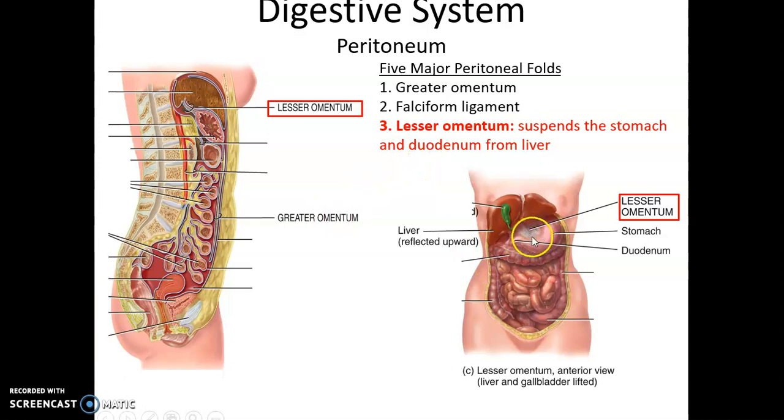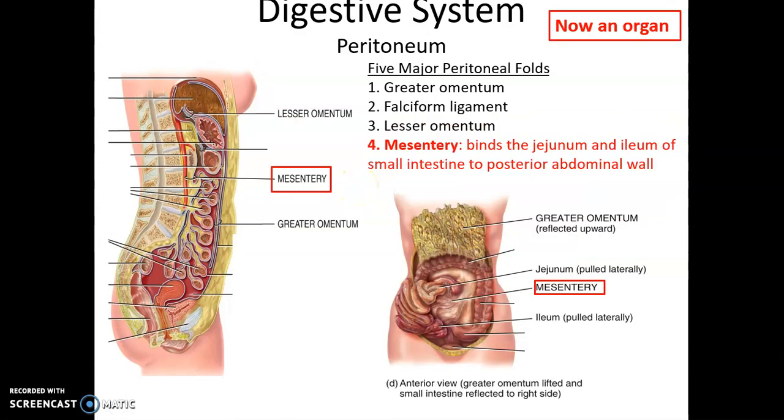The lesser omentum suspends the stomach and duodenum from the liver. So the lesser omentum is connecting the stomach and duodenum to the liver. The mesentery. Mesentery is a larger structure that helps to bind and connect the jejunum and the ileum of the small intestine to each other and to the posterior abdominal wall. Turns out the mesentery is now considered an organ. It does have a lot of blood vessels and nerves and lymphatic structures passing through it.